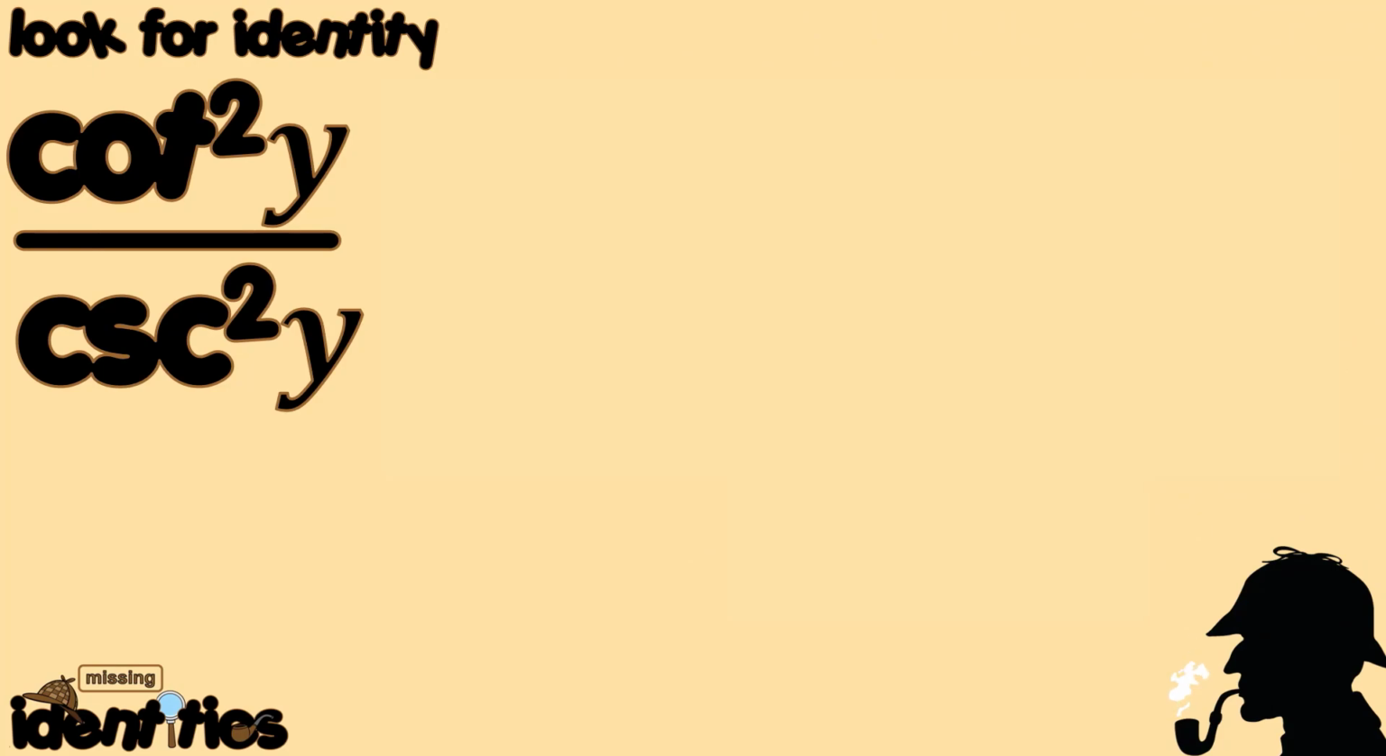Case number 7. Let's look for an identity which results from the operation here. We have the cotangent squared of y to be divided by the cosecant squared of y. We need to express both of them in simplest forms, say cosine y and sine y, or a combination of both. This is for us to be able to simplify it further.